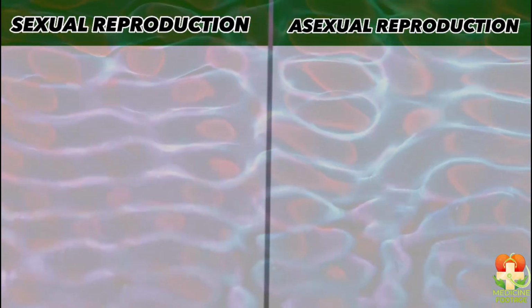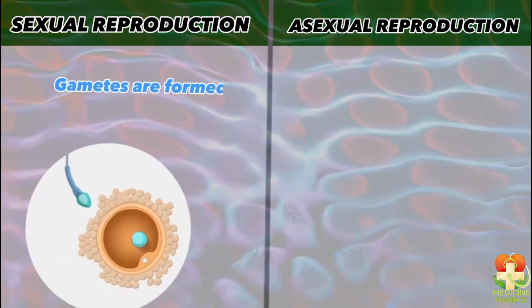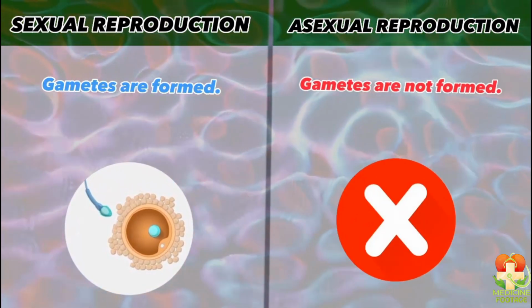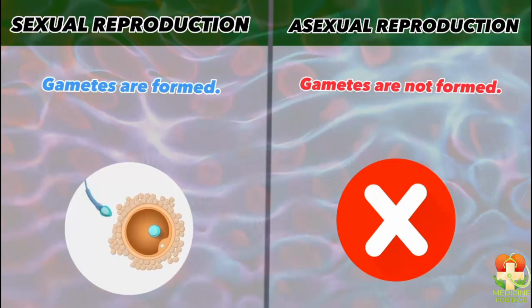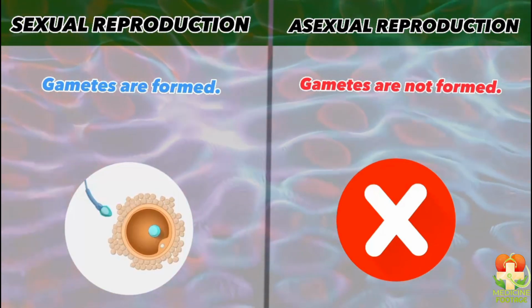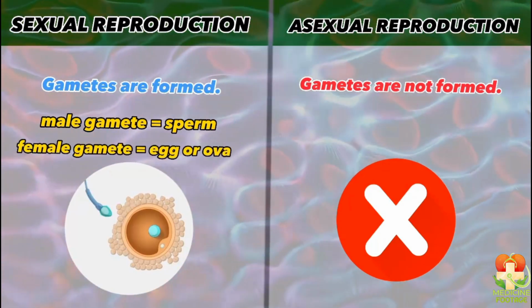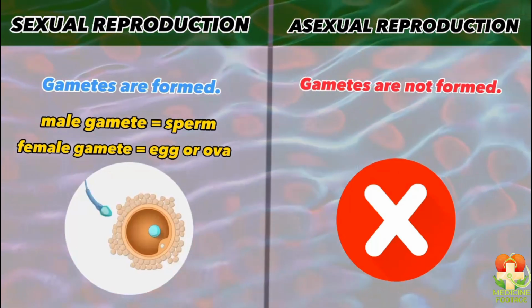Difference number 2. In sexual reproduction, gametes are formed, whereas in asexual reproduction, no gametes are formed. In sexual reproduction, the male produces male gametes called sperm and the female produces female gametes called eggs.